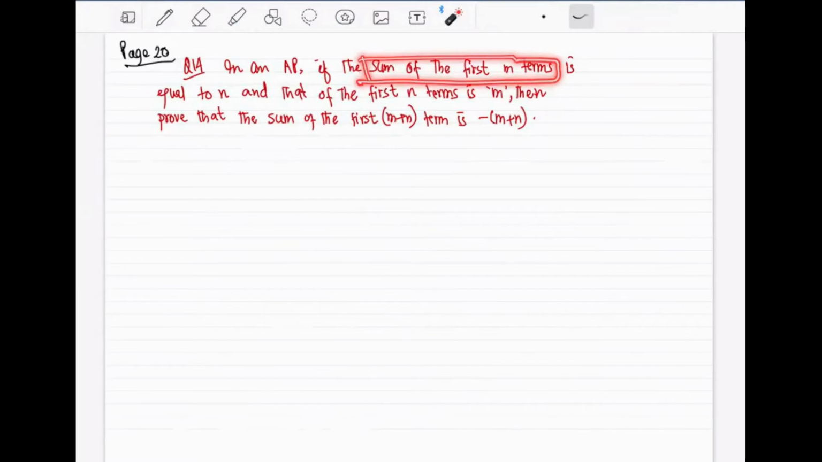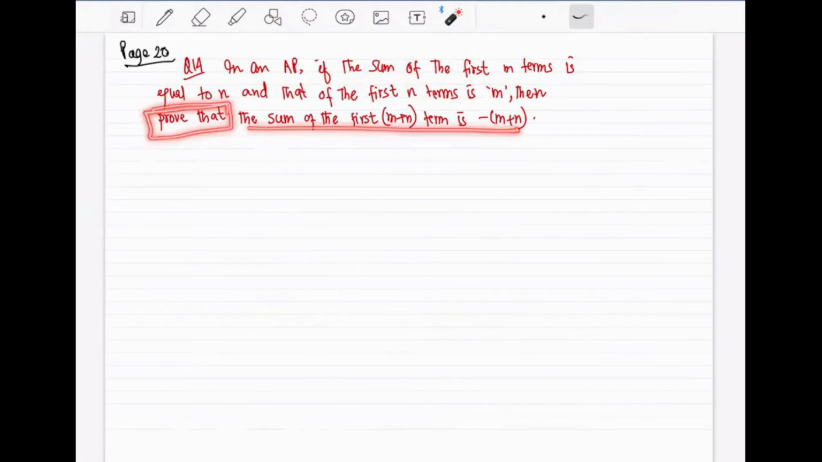m terms is how much? Is equal to n. Okay. And what else is given? That of the first n terms is m. One more. What does the question want? Prove that. The question wants us to prove the sum of the first m plus n terms is minus m plus n.